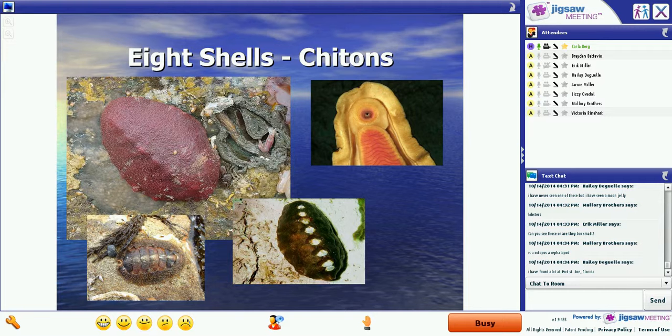The next type of mollusca is a chiton. They're 8-shelled mollusca. If you look at the bottom left-hand picture on this screen, you can see a good example of an 8-shelled mollusca. It has 8 individual shells, and when you flip them over, you see an organism like the one in the top right. It's a soft-bodied organism underneath the shell.